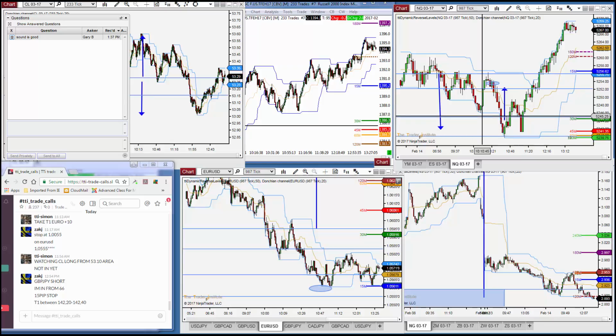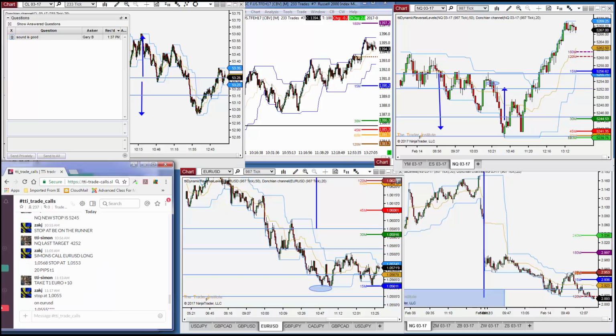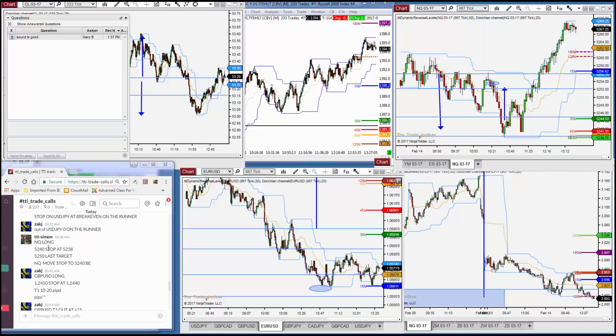So I was looking for a 13, 14 points move. My stop loss, my first trade, if you see in the Slack, it was 56. So I got stopped out barely, and then the market moved nicely to the bottom to 53.40. It took it by 2 ticks, and this is when I called a long. You see that? NQ long, 42.40, stop 42.38 at 10:38 a.m. And I said last target 52.50.